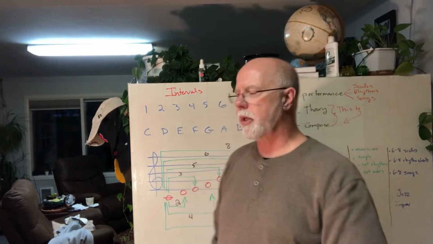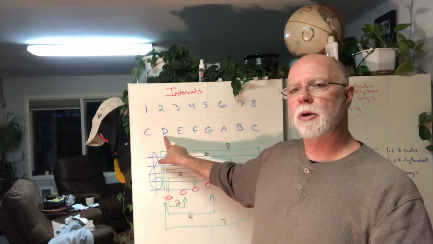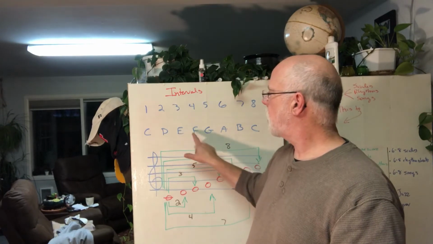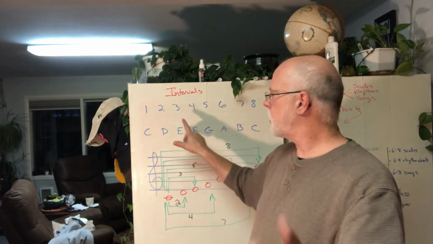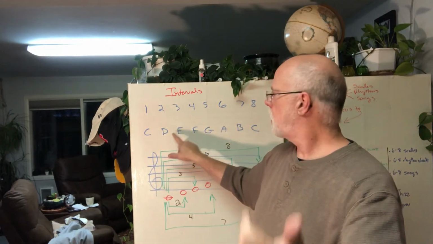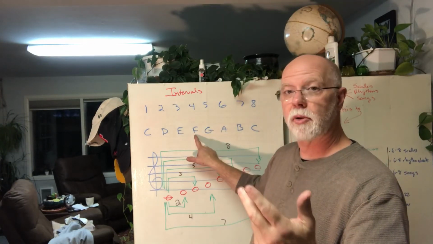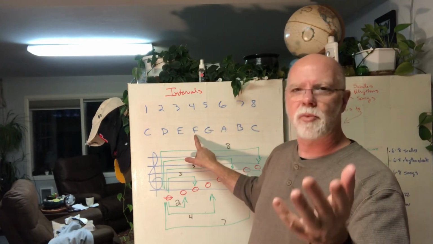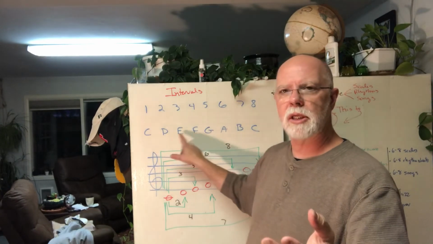Now, just a real quick caveat. If D is the note I start from and I want to know the interval between D and F, you do the same thing, only D becomes 1, E is 2, and F becomes 3. So it's a third. We don't know the quality yet. We just know that it's some sort of third between D and F.